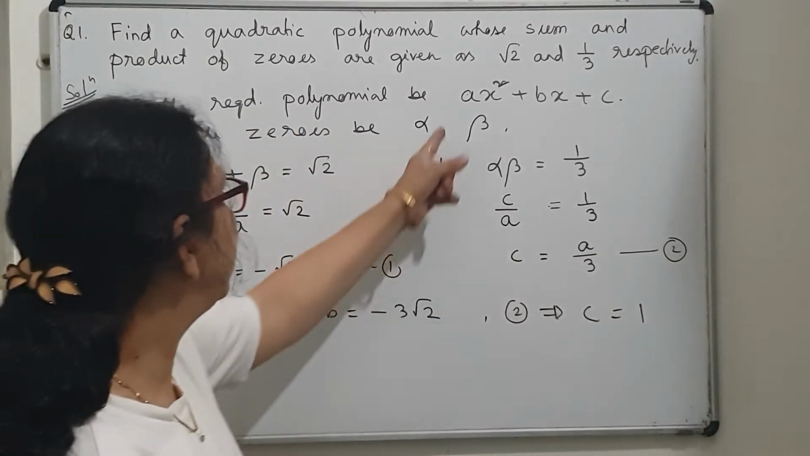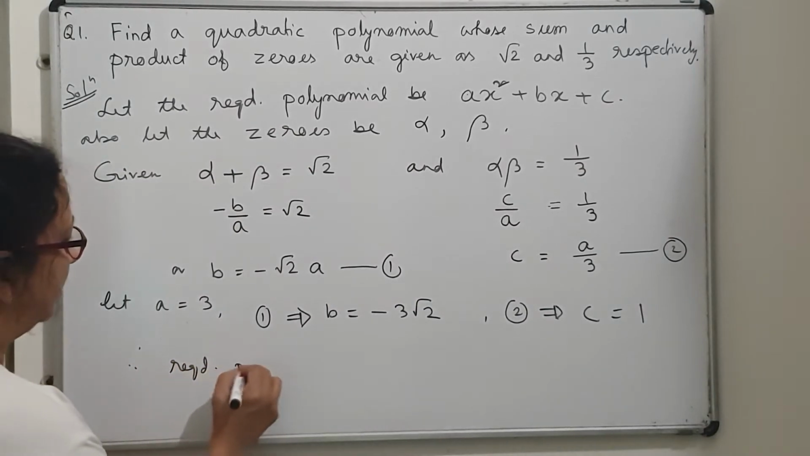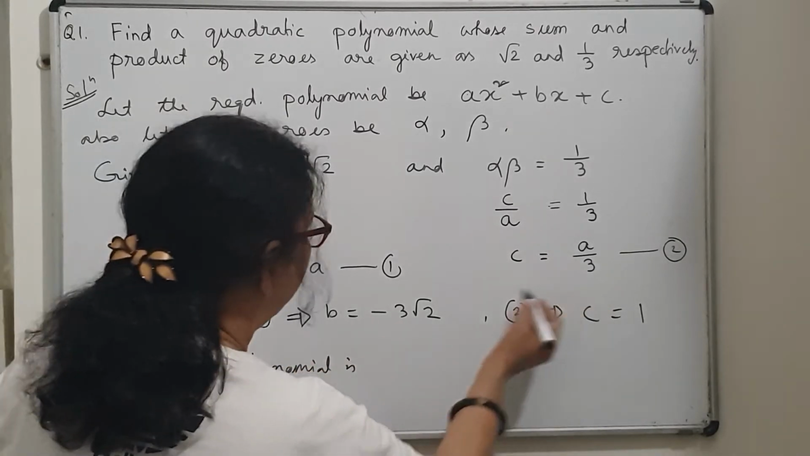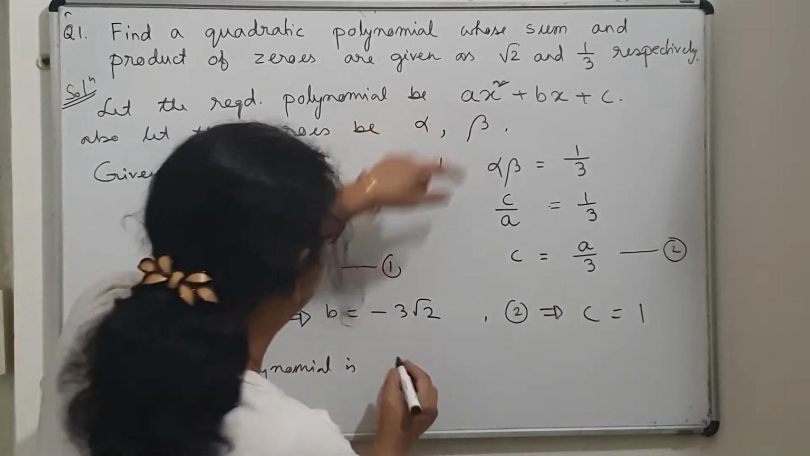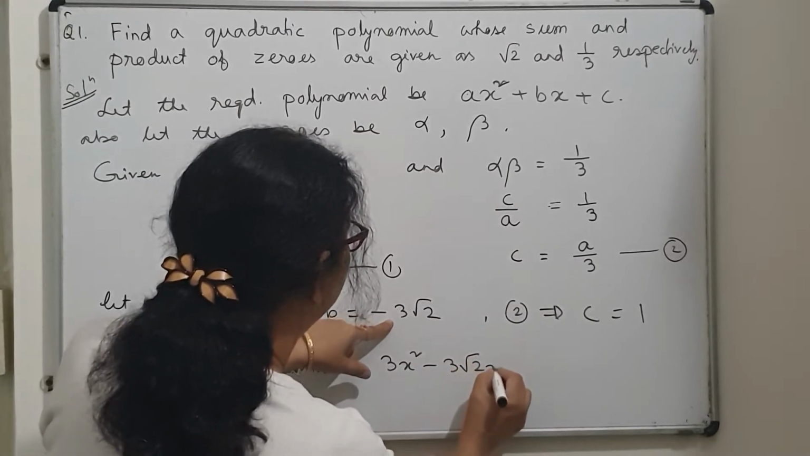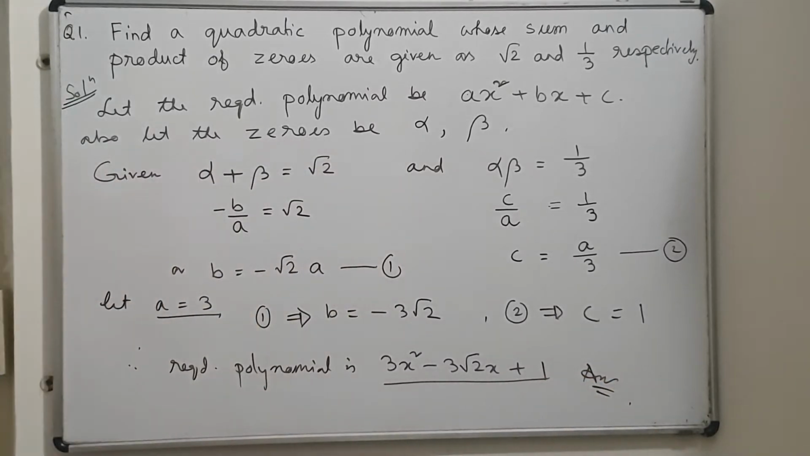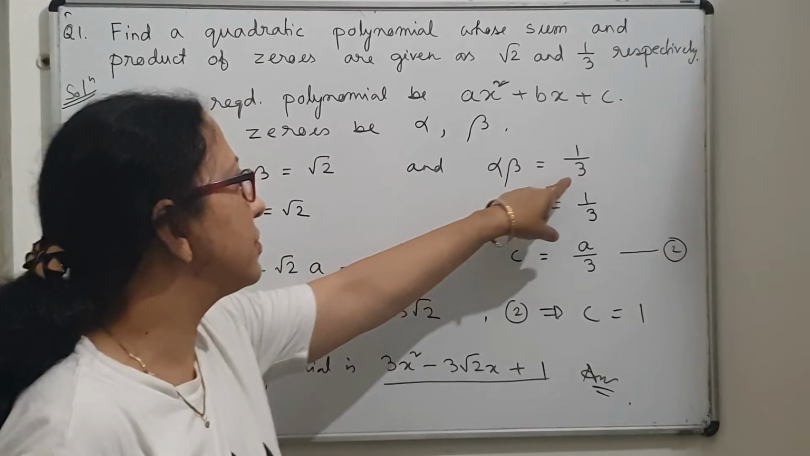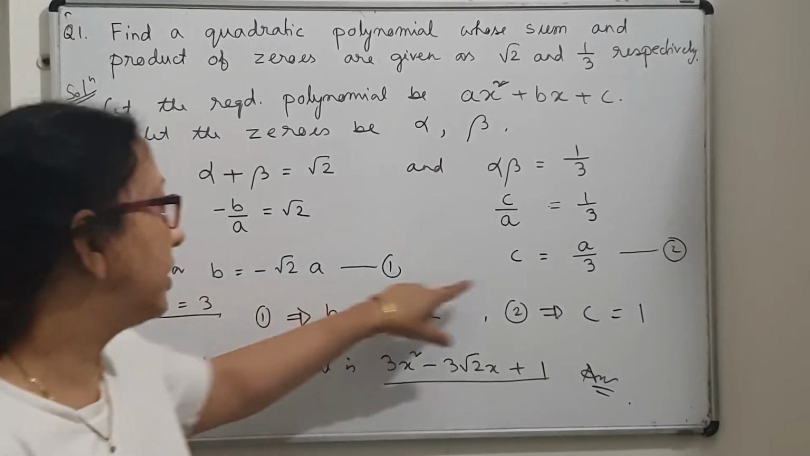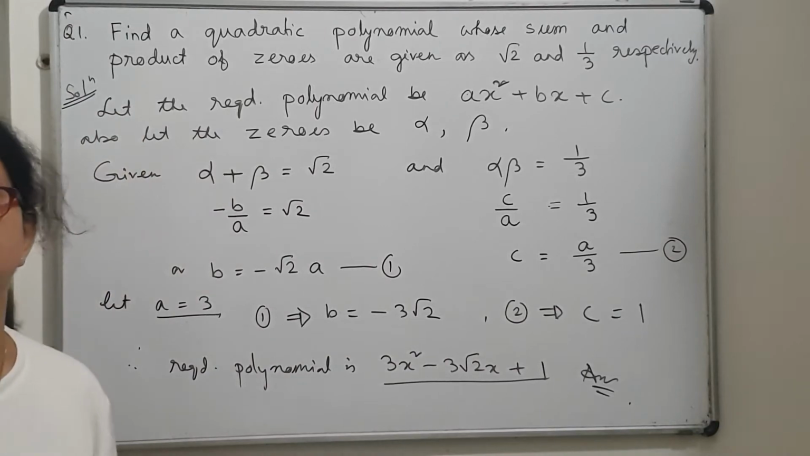Now just simply put the values in this. So the answer, therefore, the required polynomial is, a is what you have chosen, a to be 3. So ax square, 3x square plus bx, b is minus 3 root 2 plus c, c is 1. So this is the answer. So you see, if I know the sum of the zeros and product of the zeros, then using the relationships and choosing a proper value of a, as a is common to both the equations, I can easily find out the polynomial.